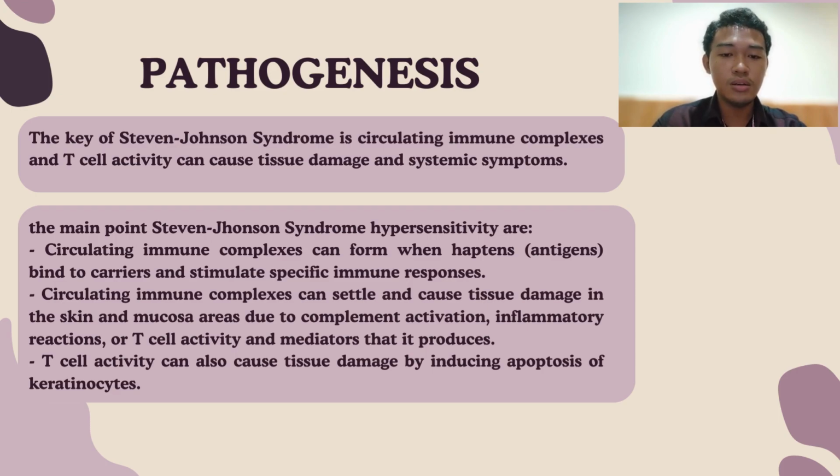The key of Stevens-Johnson syndrome is that circulating immune complex and T cell activity can cause tissue damage and systemic symptoms. Circulating immune complex can form when haptens or antigens bind to carriers and stimulate a specific immune response. Circulating immune complexes can settle and cause tissue damage in the skin and mucosa areas due to complement activation, inflammatory reaction, or T cell activity and the mediators it produces. T cell activity can also cause tissue damage by inducing apoptosis of keratinocytes.